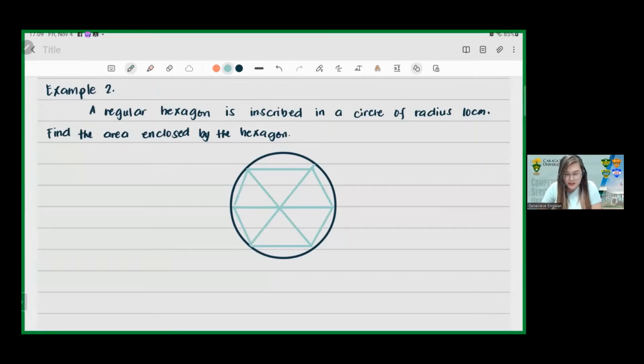Okay, so the hexagon has six sides. So you have six triangles inside, no? Remember, the radius of the circle is 10 centimeters. So this is 10 cm and the rest are 10 cm. Okay, so this is 10 cm, this is 10 cm, and the rest are all 10 cm.